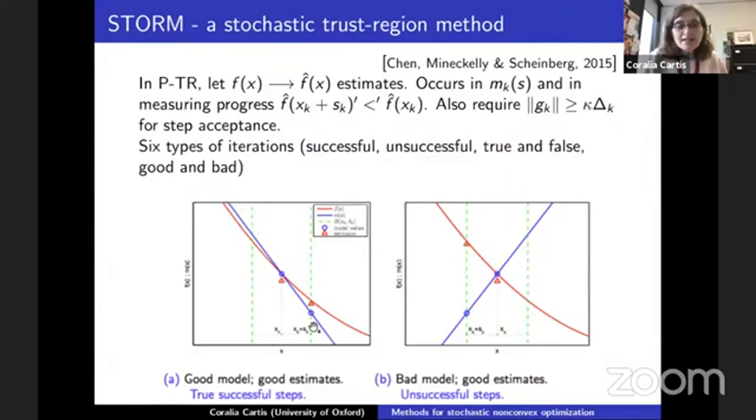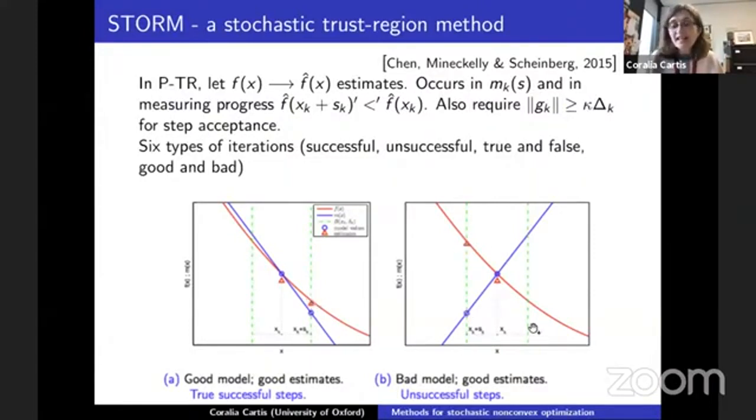What I do is I minimize the model in this green interval, with f on the vertical axis, so I get this. Even with a linear model here, this dot is where my step sk will be. Then I evaluate the function. These red triangles are f hat, the function estimates. They are not exact, so I measure the progress in these estimates compared to the model decrease. In this case, the estimates are close to the true function, so I have true estimates and a true model, so I take the step. It's all good. I make progress, and I actually advance on the true function.